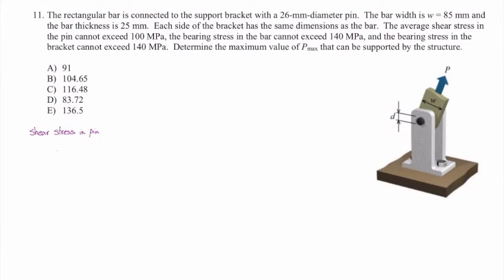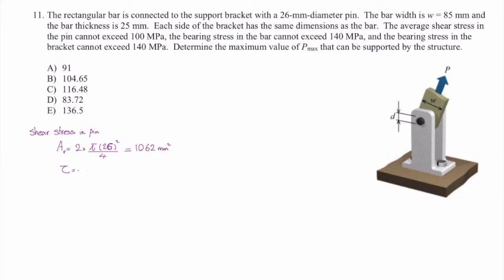Okay, for shear stress in the pin, I'm going to determine the area. Area will be 2 times the area of 1 pin. Why do I use 2 here? Because it is a double shear connection, okay? And the area of 1 pin is pi times 26 squared over 4, and that would be 1062 square millimeter.